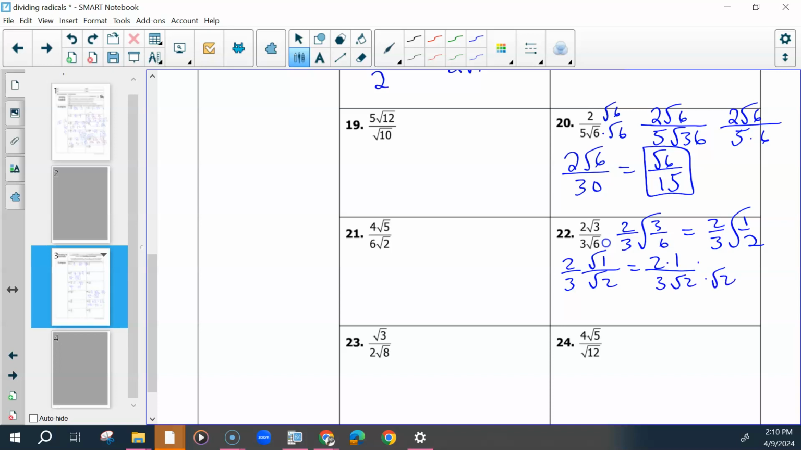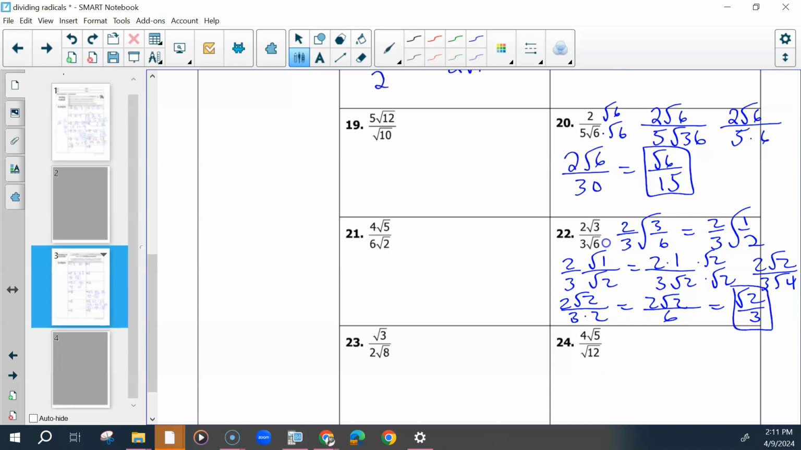So we have 2 times the square root of 2 over 3 times the square root of 4. And the square root of 4 is just 2. So we have 2 times the square root of 2 over 6, which would simplify to be the square root of 2 over 3.